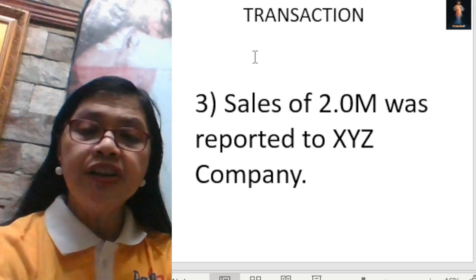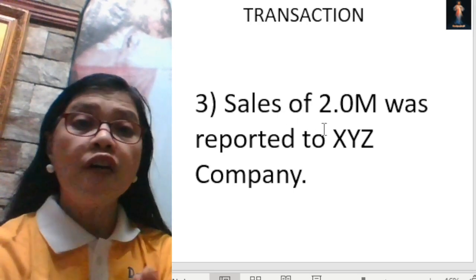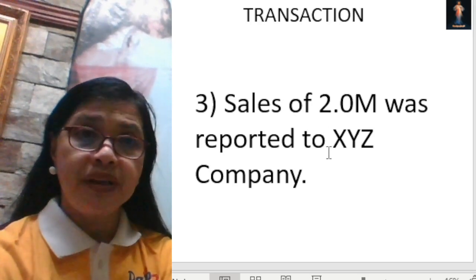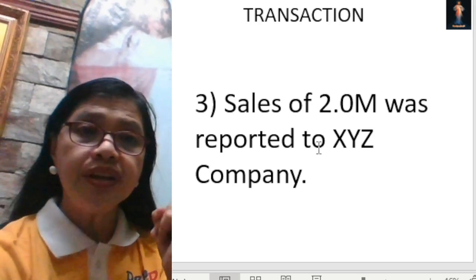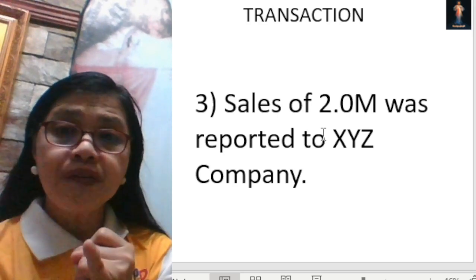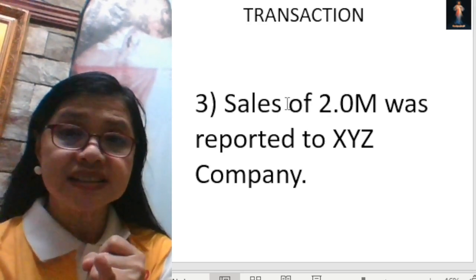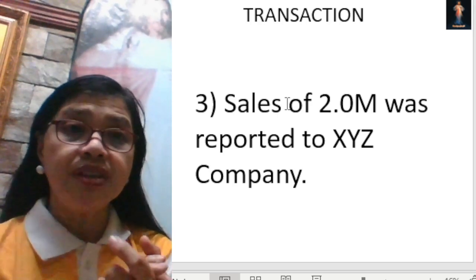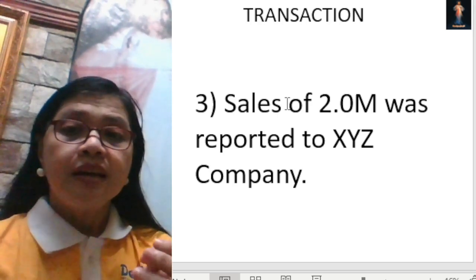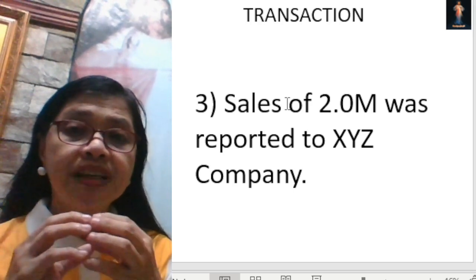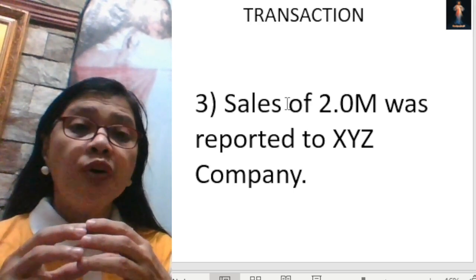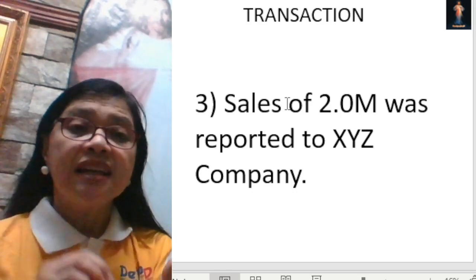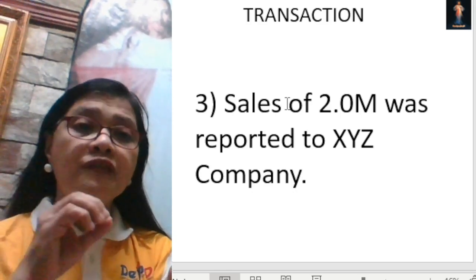Next, third transaction, sales of 2 million was reported to XYZ Company. Again, what's the first consideration? What are the accounts involved? So when you say sales, well, the company received sales or the revenue. And then when you receive sales, meaning you also receive cash. Okay, when you acknowledge your sales in the form of cash.